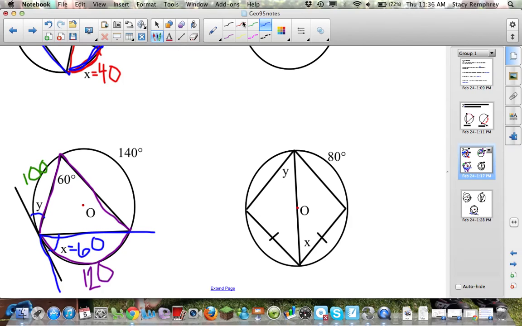For angle Y, again, angles are made from rays, so it can't be from this chord to the edge of the circle. That's not what angles are made of. So angle Y is intercepting the arc that's 100, so angle Y is half of that, angle Y is 50.